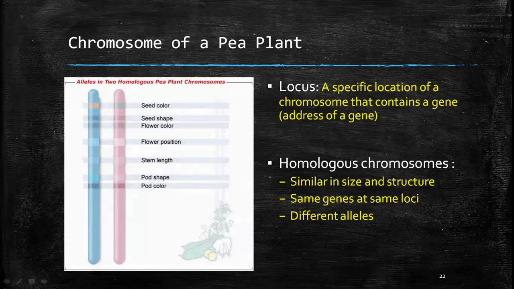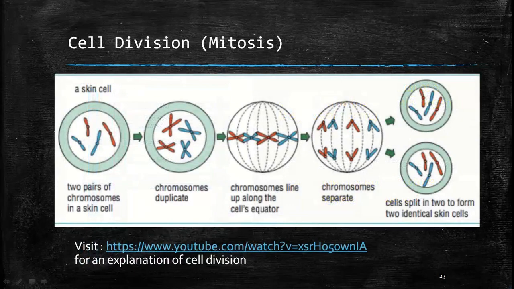For example, let us see the content of a chromosome of a pea plant. Here, I have shown 7 pairs of alleles that code for different genes. You may visit the following link to see how cell division takes place.